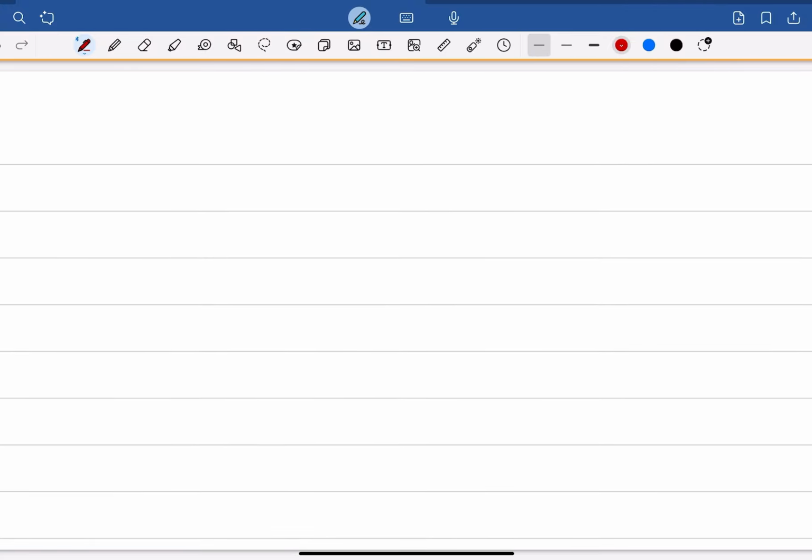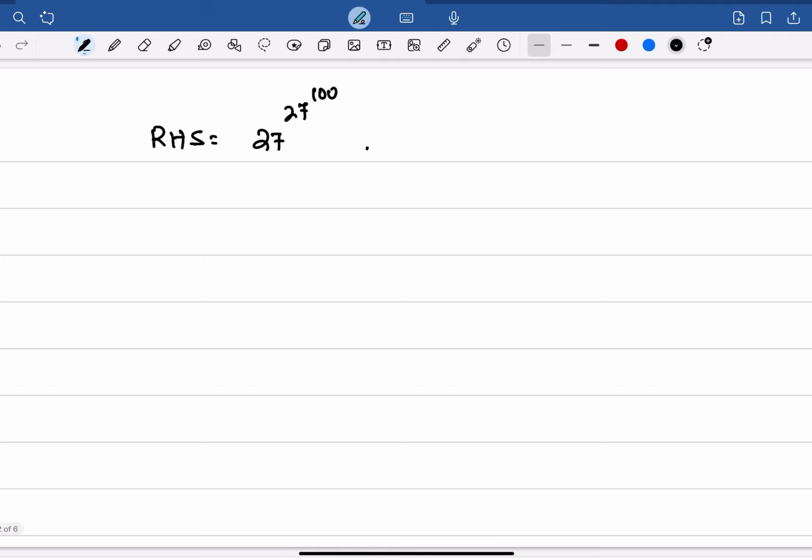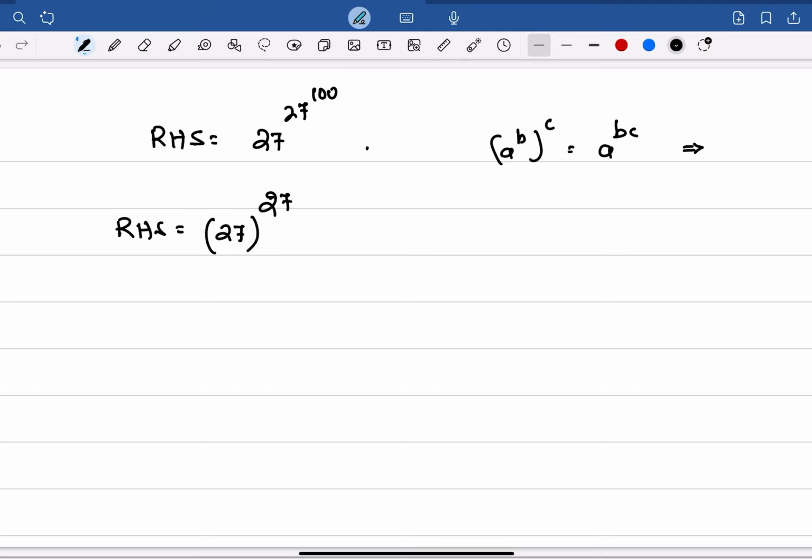What is the right hand side? Let's concentrate on the right hand side. Right hand side is equal to 27 to the power of 27 to the power of 100. You should know the exponential property: a to the power of b to the power of c is equal to a to the power of bc. In a similar manner, the right hand side will be 27 to the power of 27 to the power of 100.